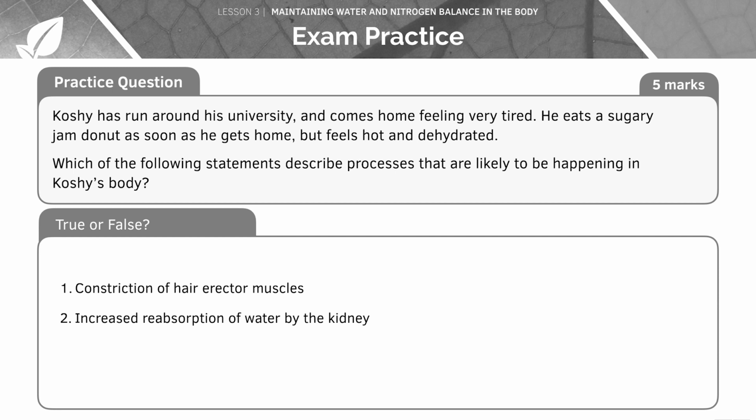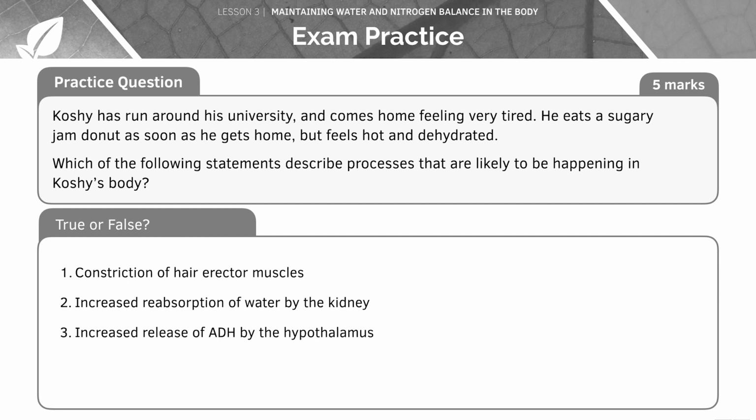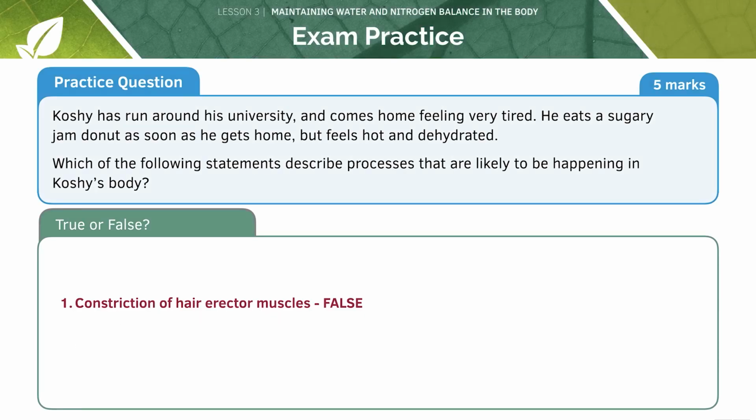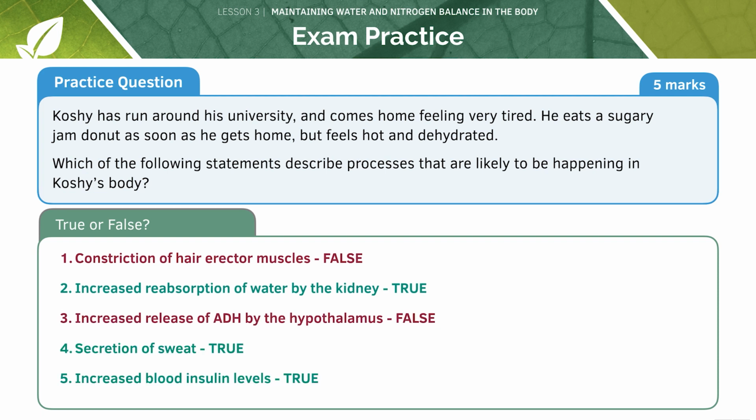So now let's have a look at an exam question. So, Koshi has run around his university and comes home feeling very tired. He eats a sugary jam donut as soon as he gets home, but feels hot and dehydrated. Which of the following statements describe processes that are likely to be happening in Koshi's body? So, constriction of hair erector muscles, increased reabsorption of water by the kidney, increased release of ADH by the hypothalamus, secretion of sweat, and increased blood insulin levels.